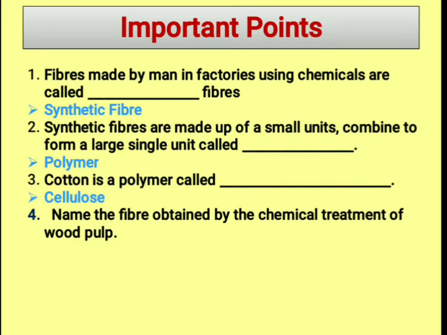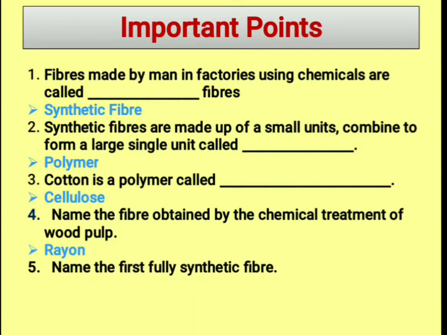Name the fiber obtained by the chemical treatment of wood pulp. So in your textbook, this fiber is the first synthetic fiber, but it is not fully synthetic. It is half synthetic because it is obtained or made by wood pulp. You can see here it is made up of wood pulp, but why is it called half synthetic? Because it is obtained by the chemical treatment. Even chemicals are used in the treatment of this wood pulp, and the fiber is obtained. And which is that fiber? Hope you know the answer. It is rayon.